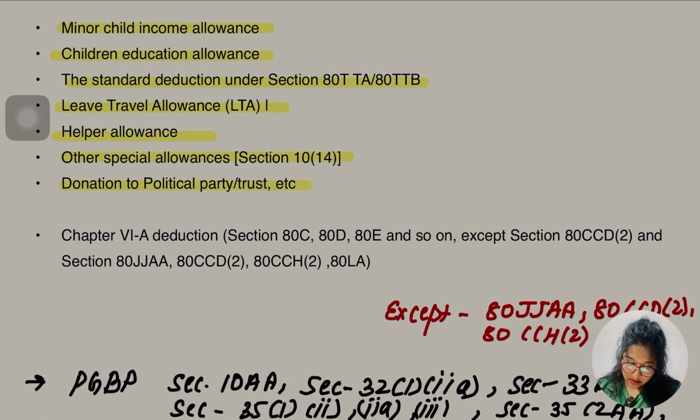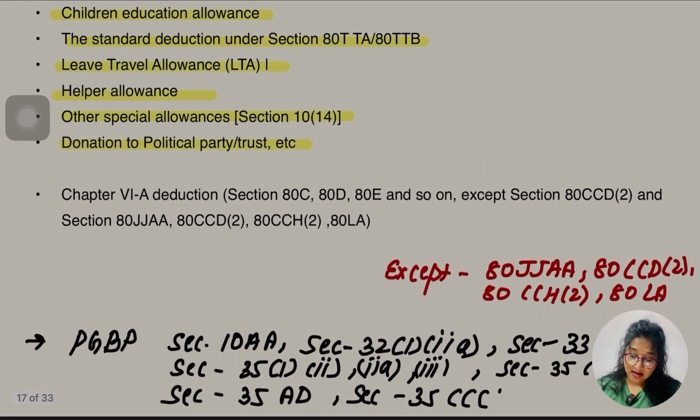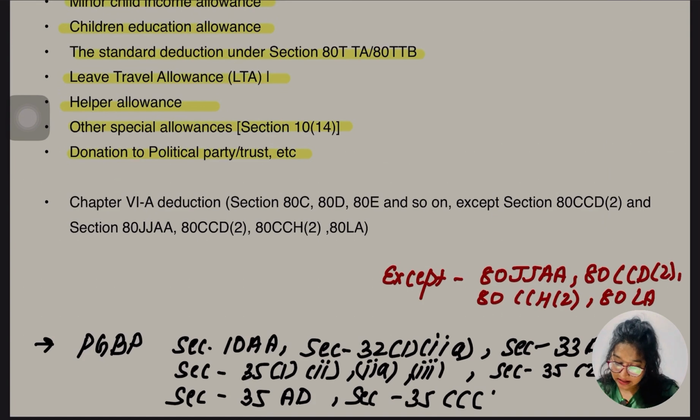They are saying first of all, this one you will not get. So which one will you get? The exception is this: 80JJAA is going to be allowable. 80CCD subsection 2, 80CCH subsection 2 and 80LA. These are the only sections where we can claim the deduction. Again, 80JJAA, 80CCD(2), 80CCH(2) and 80LA. These are the sections where we can claim the deduction, and the others cannot be allowable.